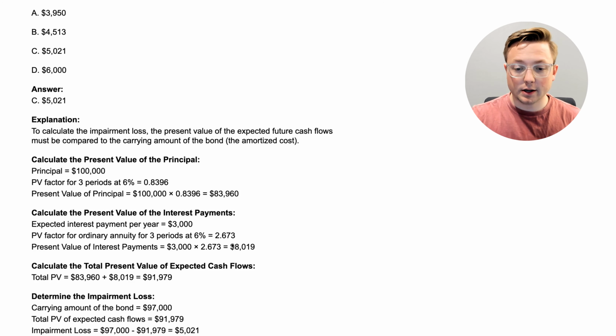Anyway, so we go down here, we add the $83,960 present value of the principal to the present value of the interest payments of $8,019, and that gives us the total present value of the expected future cash flows of $91,971. Now, since we can tell that this is less than the carrying amount of the bond, meaning that we are expecting to get less money than the bond is currently carried at, that means there's going to be an impairment loss. So we subtract the total present value of the expected cash flows from the carrying amount of the bond. Again, that's the amortized cost of the bond. And that gives us $5,021 of an impairment loss.